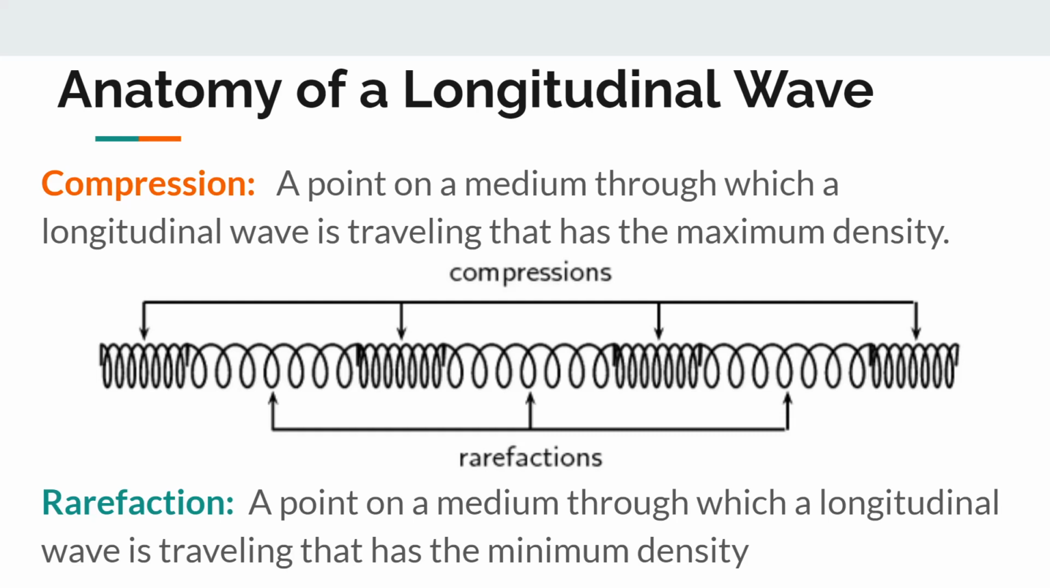A rarefaction, on the other hand, is a point on the medium through which a longitudinal wave is traveling that has minimum density, so that's the portions that are the most stretched out. And so you can label parts of these waves in a similar way to labeling parts of your transverse wave.